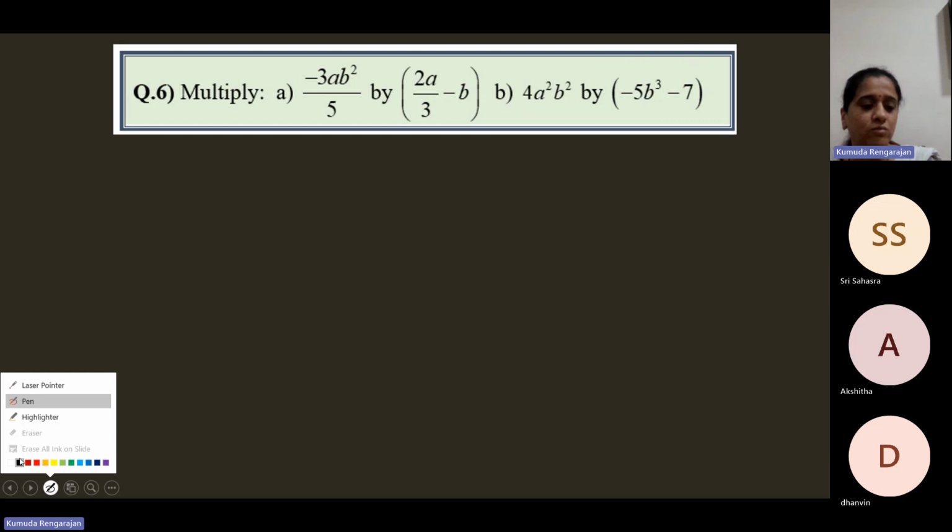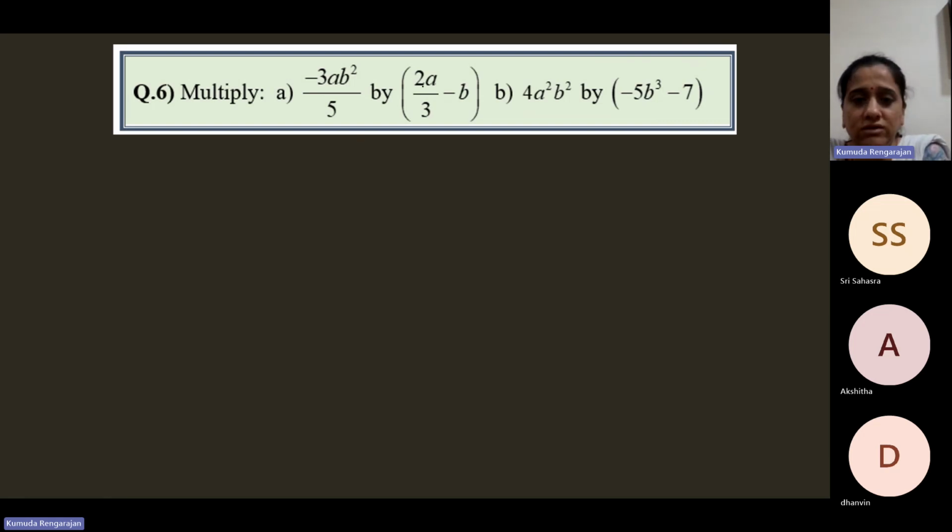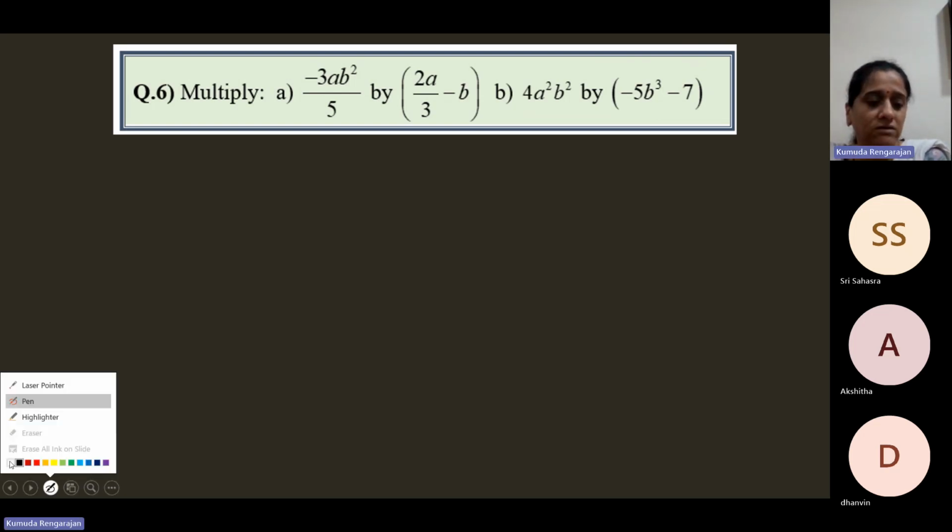Now this is multiplying a monomial by a binomial. Now can you see here? This one is a single term, but this one has 2 terms, correct? So this is multiplying a monomial by a binomial, or multiplying a monomial and a binomial. Multiplying a single term with an expression which has 2 terms, 1 term into 2 terms. Okay, multiplying a monomial and a binomial.